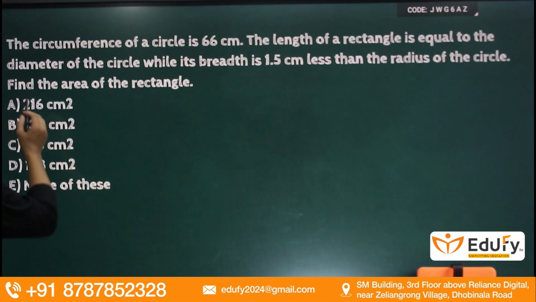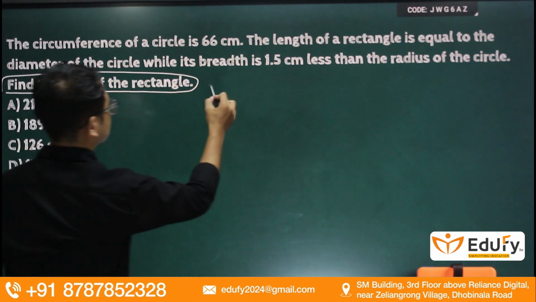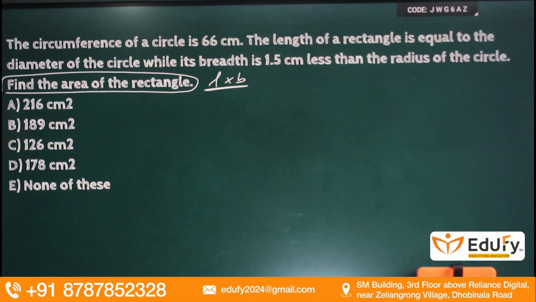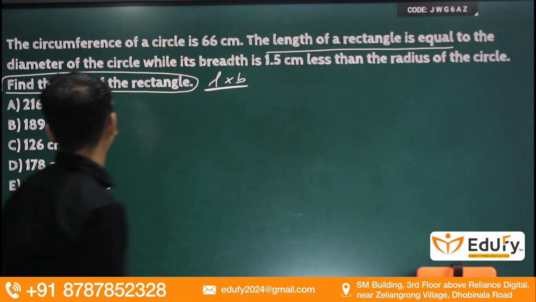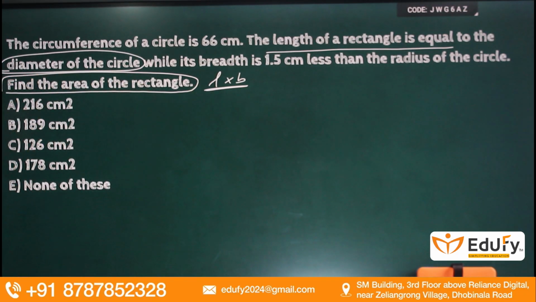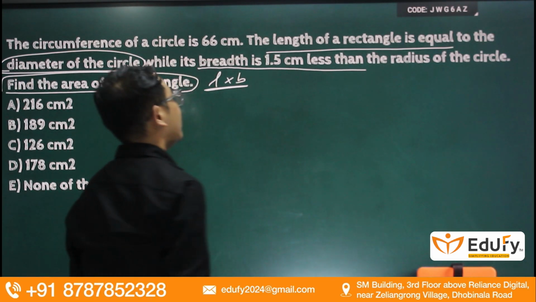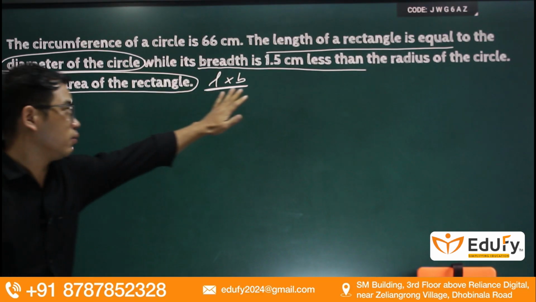Now, they're asking me to find the area of the rectangle, right? And we all know the area of the rectangle is length into breadth. So I need my length and breadth. Here, my length and breadth is not given, but they have given us some relations. They said that the length of a rectangle is equal to the diameter of the circle. So if I know the diameter of the circle, I will know its length. Again, there's another clue given here: the breadth is 1.5 less than the radius. So if I find out the diameter and radius of the circle, I will get both the length and breadth of the rectangle, and hence I will be able to find out the area of that.